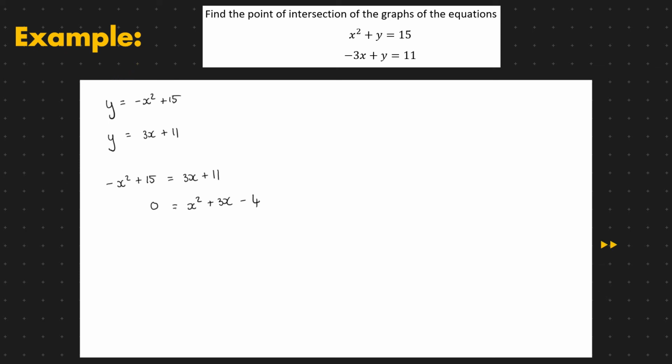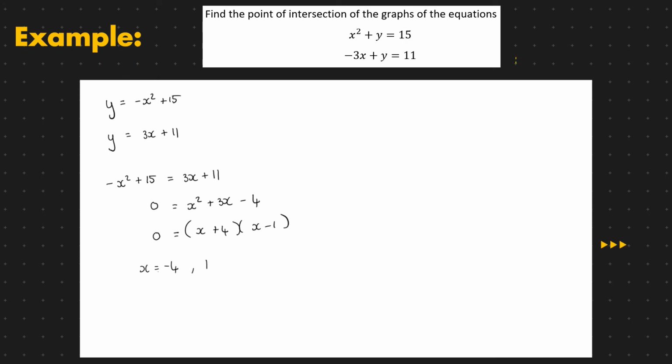So let's go factorize this. We're going to have 0 is equal to x plus 4 times x minus 1. So we're going to have x is equal to negative 4, and x is then equal to 1.